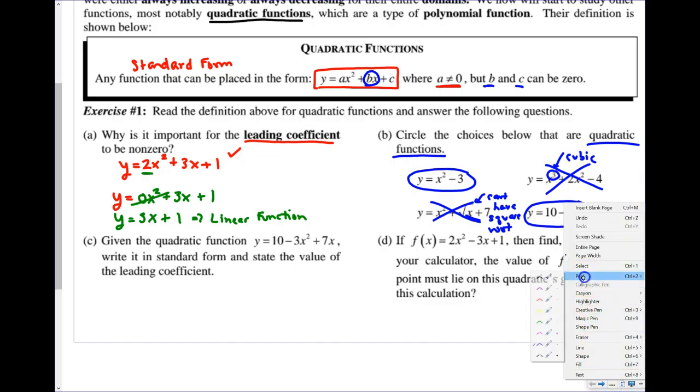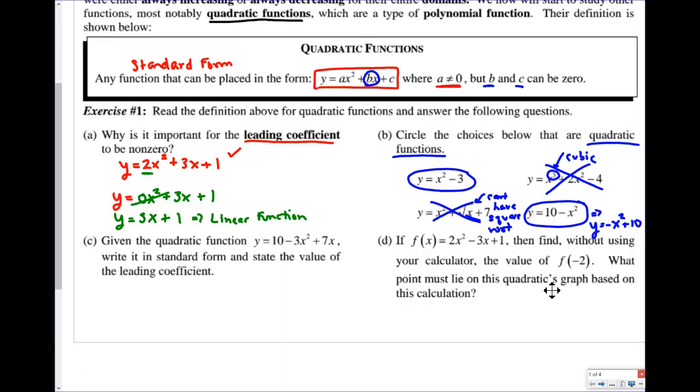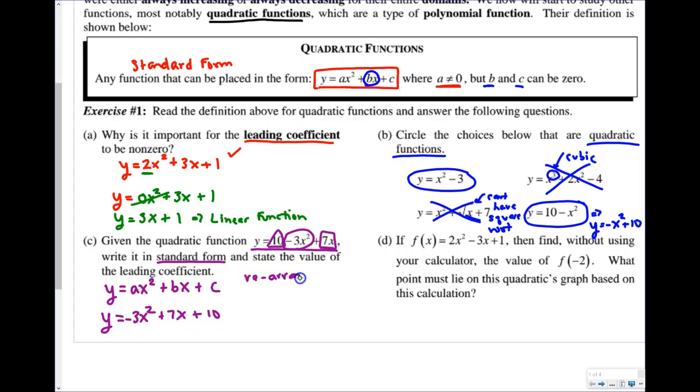And that brings us to letter C, which is about rearranging standard form. Given the quadratic equation y equals 10 minus 3x squared plus 7x, write it in standard form and state the value of the leading coefficient. So standard form is ax squared plus bx plus c. I'm going to rewrite this so I have my x squared term first. Here's my x squared term, negative 3x squared. The next is my x term, the 7x, so plus 7x. And finally, I have my constant, the 10. So I'm just rearranging. Okay? So this is standard form.